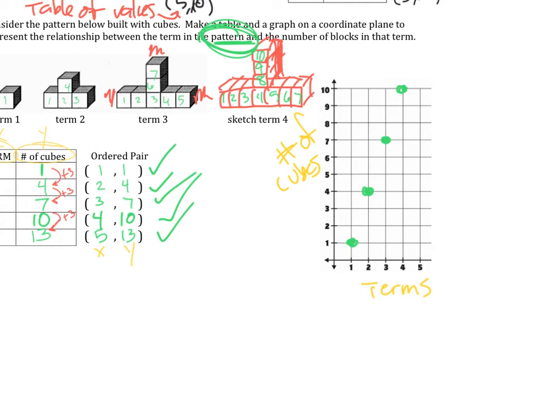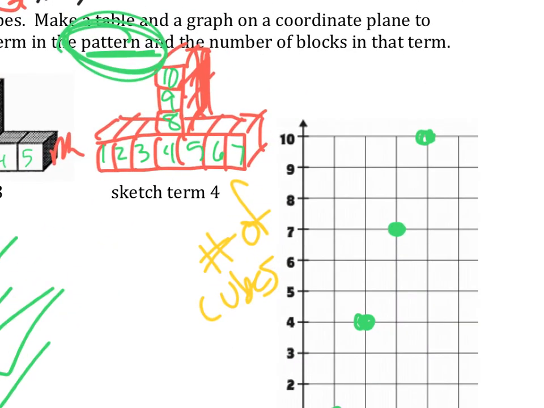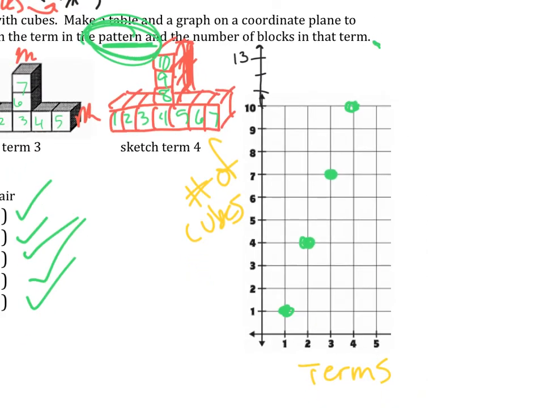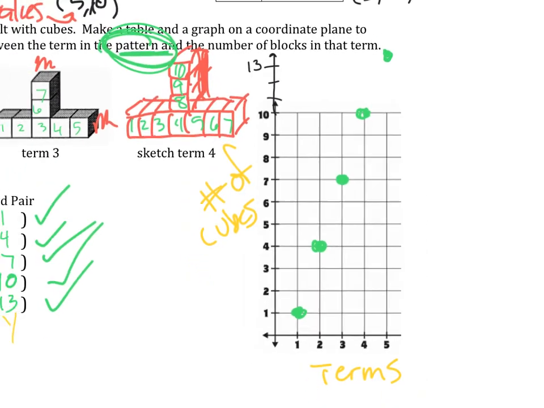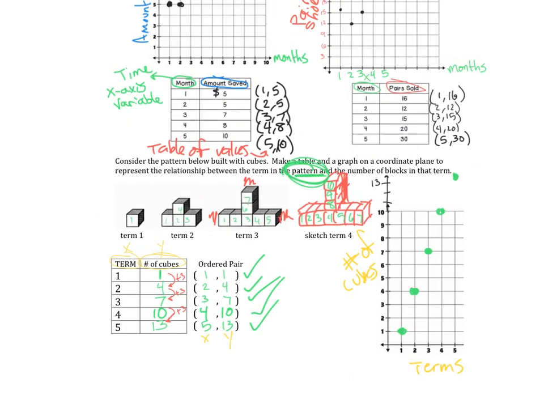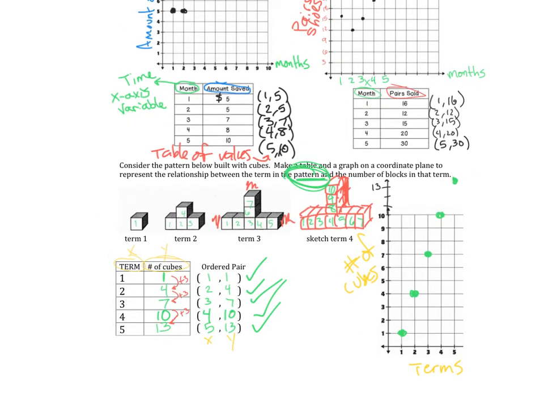I have 5 and it goes all the way up to 10, but I'm going to need to get up to 13. That's no problem. We just extend that y-axis upward. If you need more, there's 11, 12, and 13. There is no harm in doing that. So I get all the way up there at 13. So we can see that pattern growing as the term grows. So there's a nice visual representation of how the number of cubes is growing.